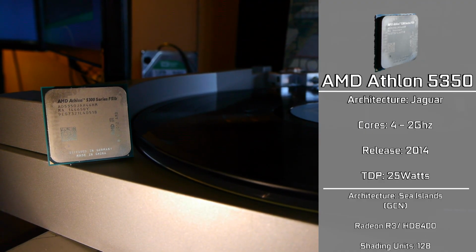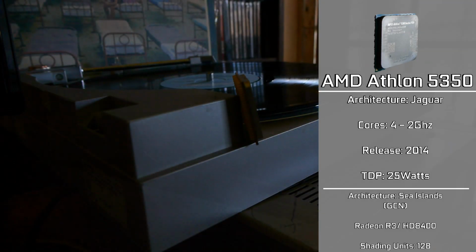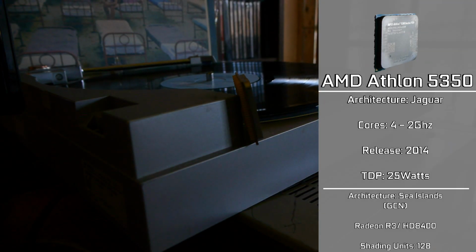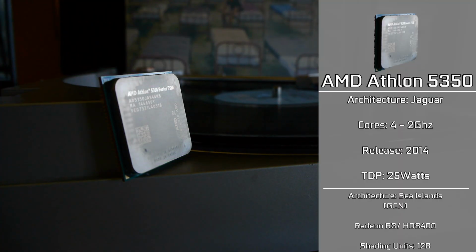It comes with an integrated GPU section which is based on the Sea Islands architecture, essentially a Radeon R3 or HD8400 series, depending on what drivers you're using and what it actually flags up as. It has 128 shading units and uses the RAM as VRAM, which maxes out at standard spec DDR3 1600MHz. But the most impressive aspect other than the price was the TDP, which was a measly 25 watts.